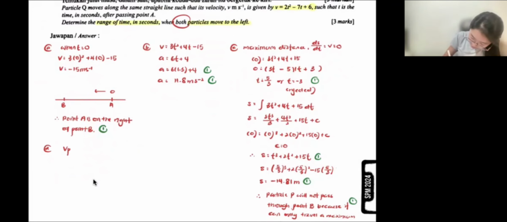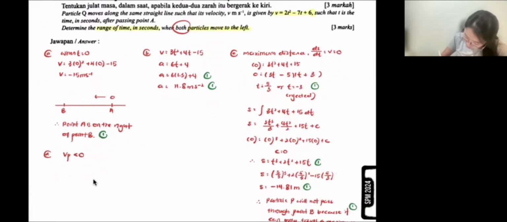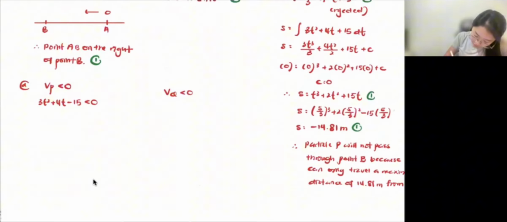Moving to the left meaning V is lesser than 0. Q also you will do the same thing, VQ lesser than 0. So P first: 3t squared plus 4t minus 15 lesser than 0. You see quadratic, right? So you're gonna factorize. 3t, t. And then 5 times 3, positive 9 minus 5.